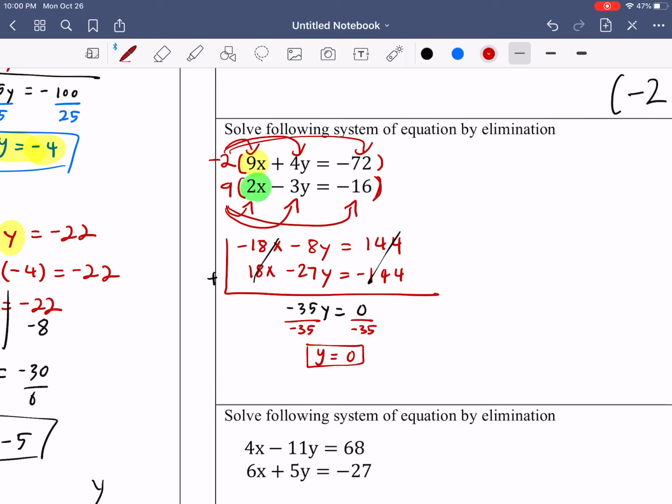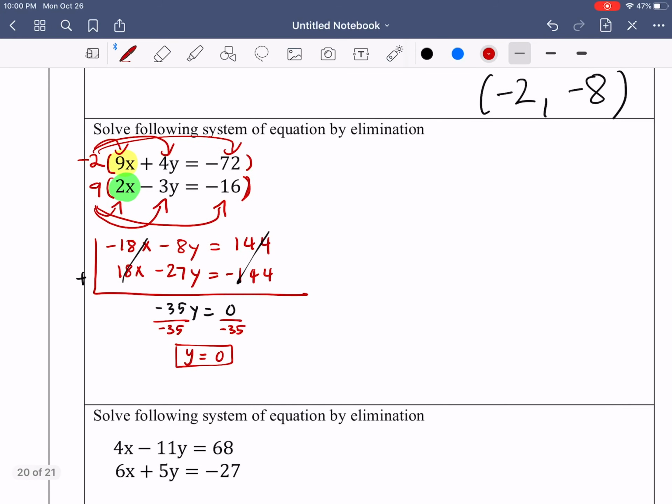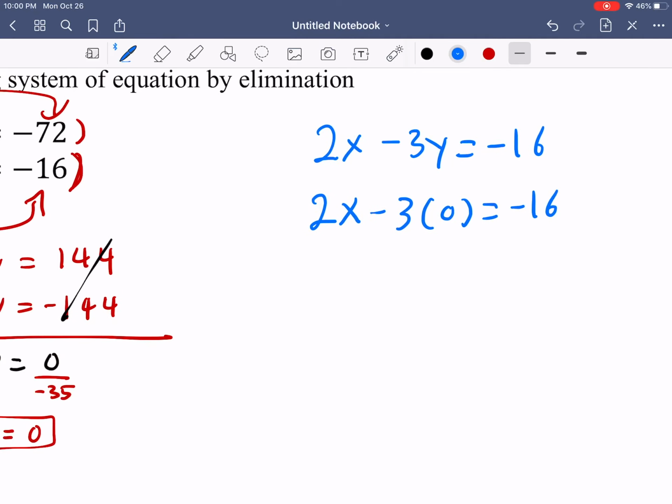So we got the y value now. Now what we have to do is we have to choose one of these two and plug this one in and get answer. Since this one looks like smaller number, I'm gonna use this one. So let me copy this. 2x minus 3y equals negative 16. Now, instead of y, I'm gonna plug in 0. Actually, it does not matter which one I use because it's 0, you're gonna get same thing.